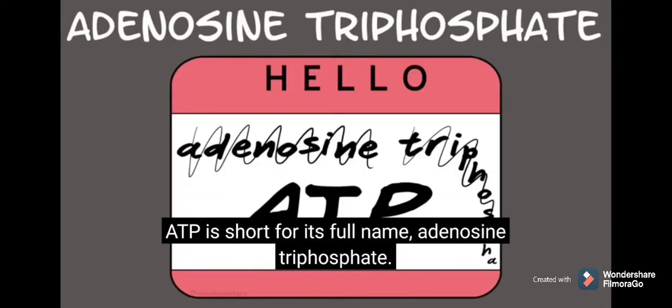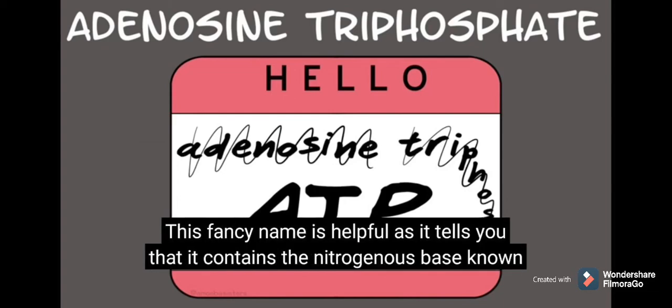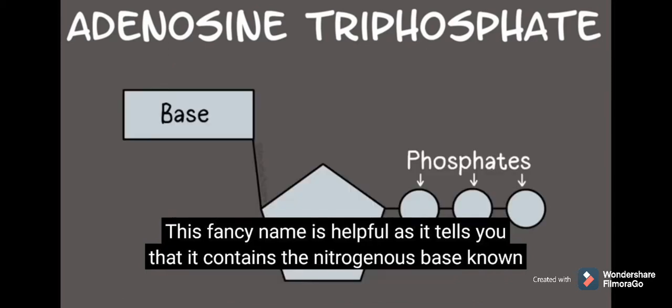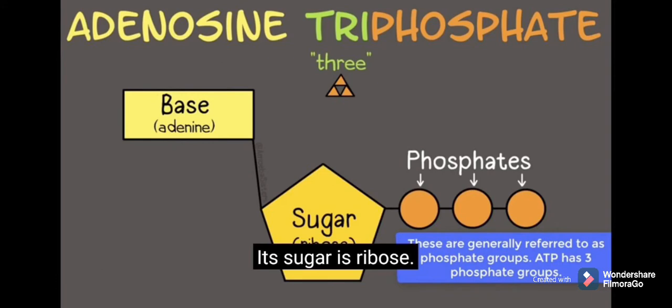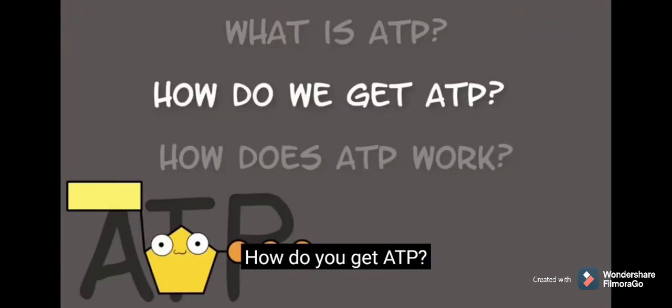ATP is short for its full name, adenosine triphosphate. This fancy name is helpful as it tells you that it contains the nitrogenous base adenine, and triphosphate has the "tri" in adenosine triphosphate. Its sugar is ribose. How do you get ATP?